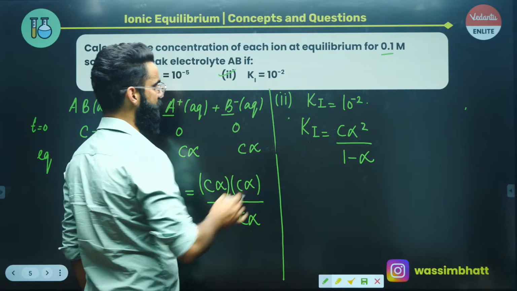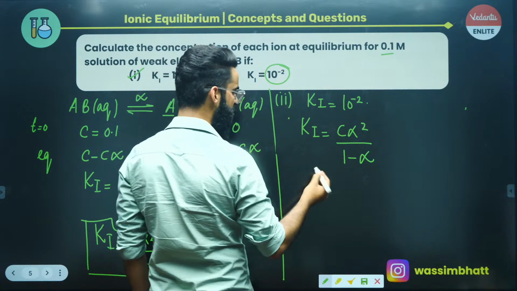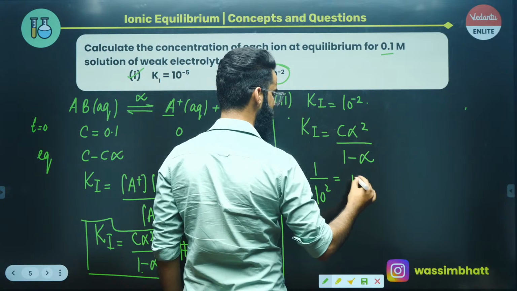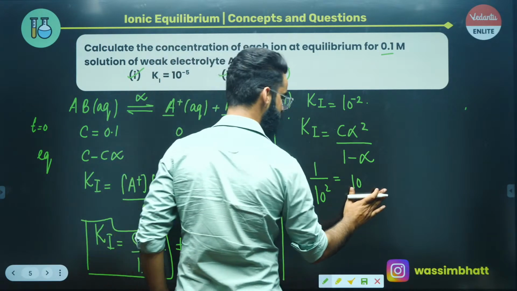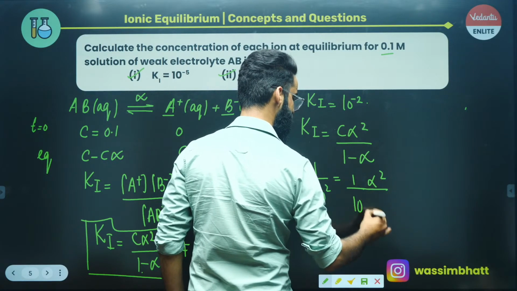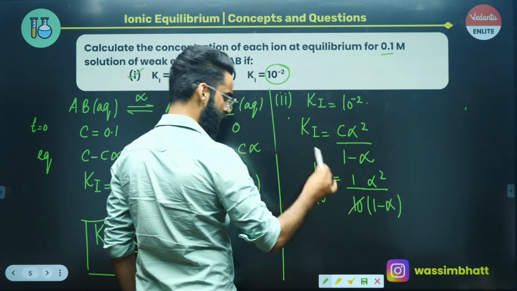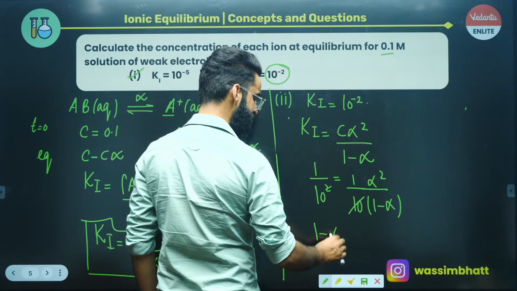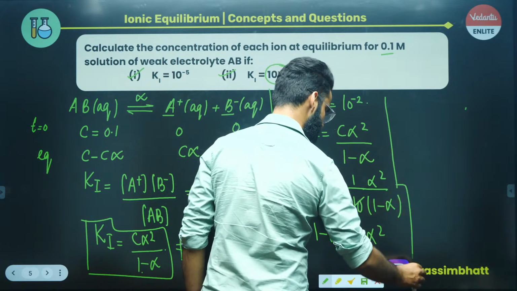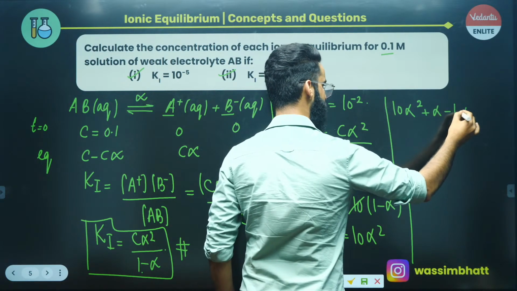Now for the question, the Ki value is 10 raised to the power minus 2, which means 1 divided by 100, that is 1 divided by 10 raised to the power 2. The C value, the concentration of the weak electrolyte, is given as 10 raised to the power minus 1, which means 1 by 10, right? And it's alpha square in the numerator, and in the denominator, it's 1 minus alpha. So first of all, the 10 gets cancelled out. If I solve this properly, it becomes 1 minus alpha equals 10 alpha square. So basically you are getting a quadratic equation: 10 alpha square plus alpha minus 1 equals 0.